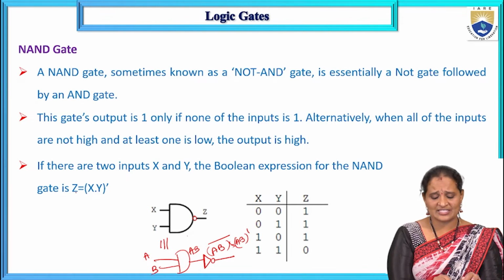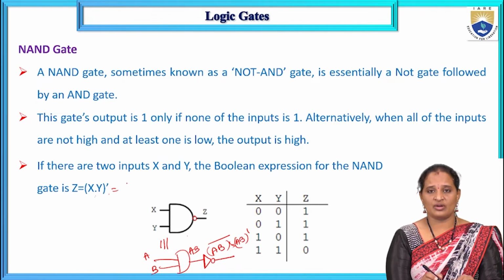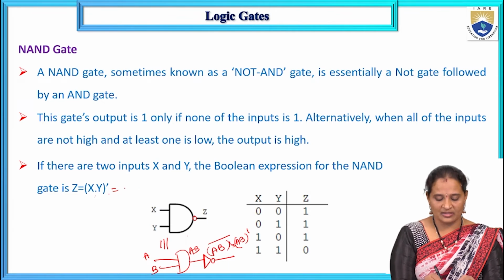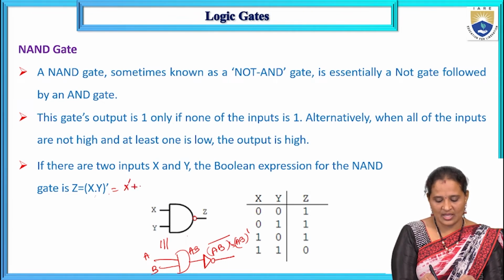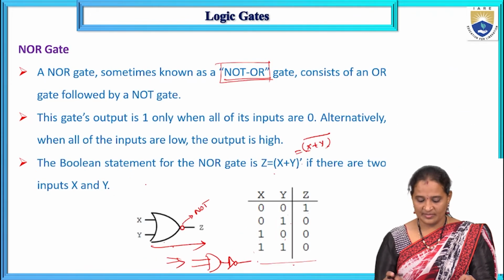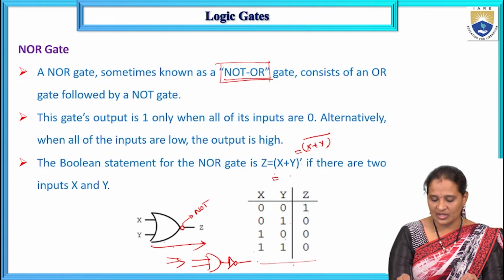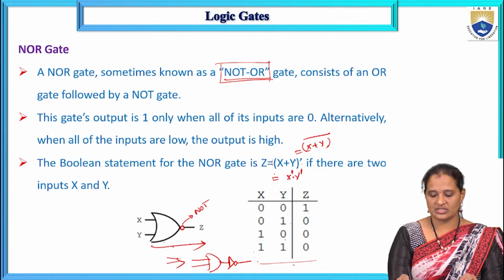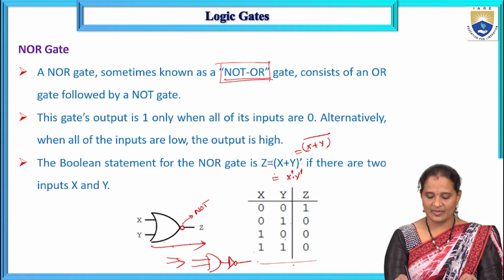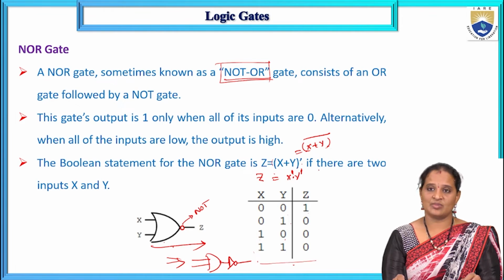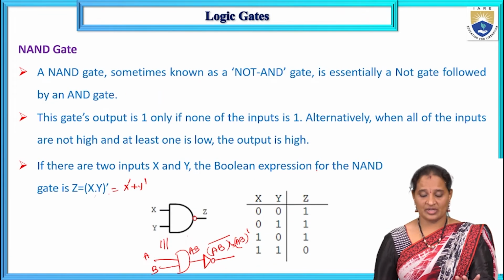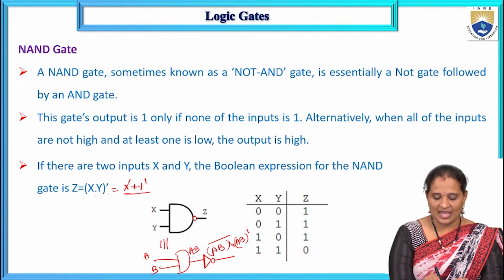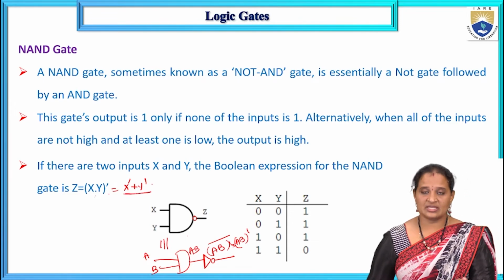Coming to the expression, z equals (x dot y) whole complement. We all know De Morgan's law. By applying De Morgan's law, I can also write this as x complement plus y complement. Similarly, for the NOR gate, x plus y whole complement, expanding by De Morgan's law, I can write it as x complement dot y complement. So the NOR gate expression can also be x bar dot y bar, whereas the NAND expression is also given by x bar plus y bar. So this is the NAND gate.